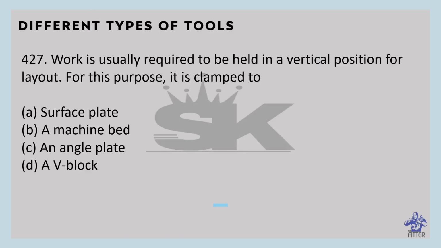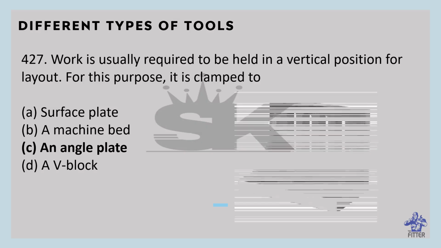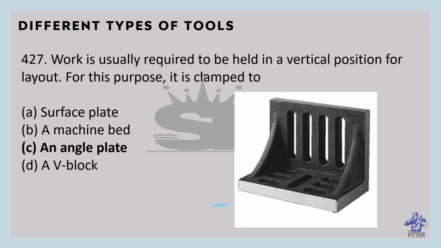Work is usually required to be held in a vertical position for layout. For this purpose, it is clamped to an angle plate. So this is the angle plate. We know that it is made of cast iron or steel and machined accurately to an angle of 90 degrees.